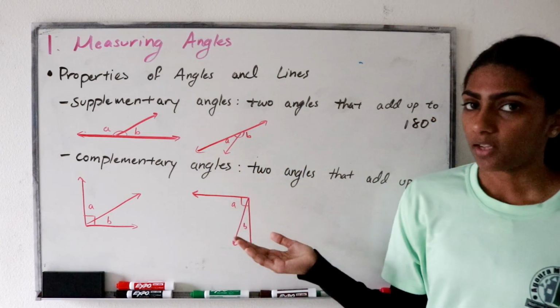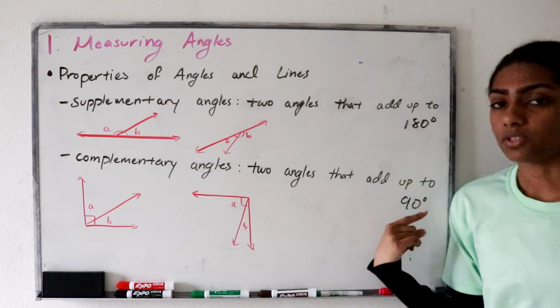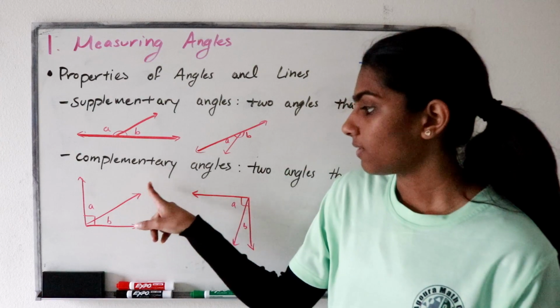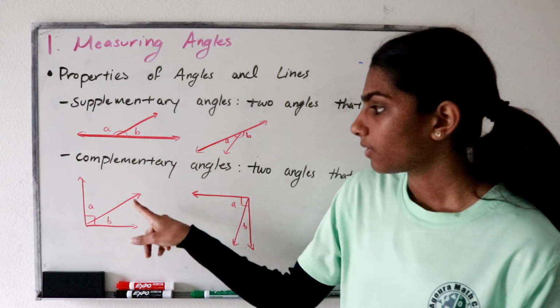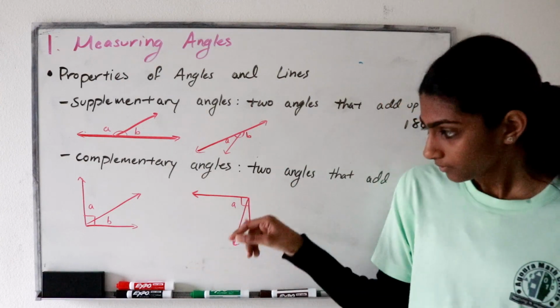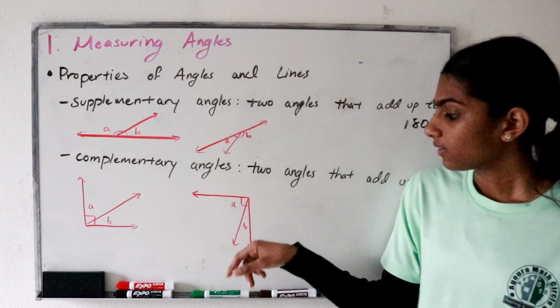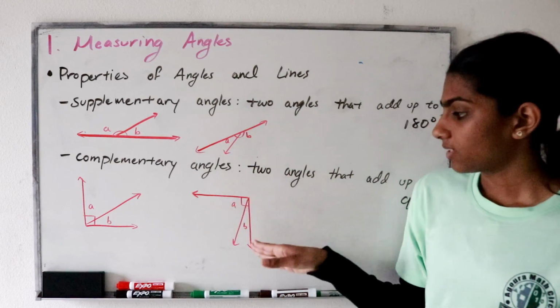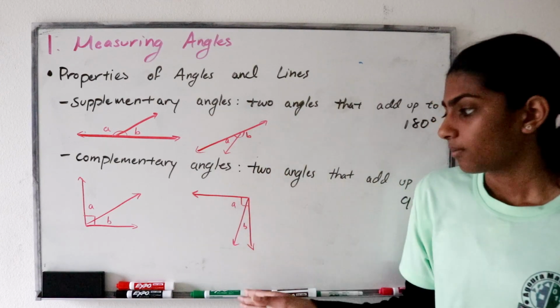Next, we have complementary angles. These are 2 angles that add up to 90 degrees. So you see right here, we have angle A, and we have angle B. If you add them up, we get a right angle, or it's equal to 90 degrees. If you look right here, angle A and angle B, and if you add them up, you get a 90-degree angle. So you can just see that it's a 90-degree angle that's being cut by a ray.